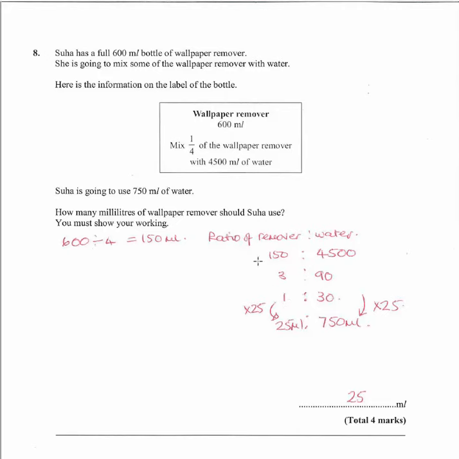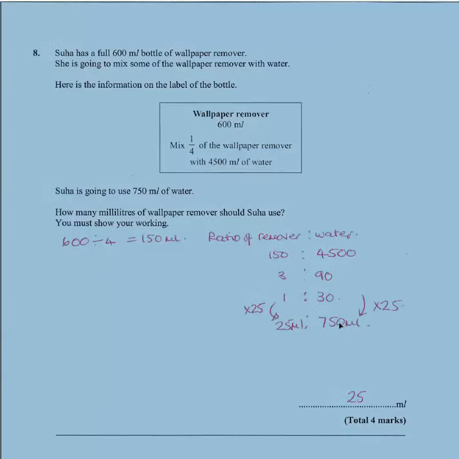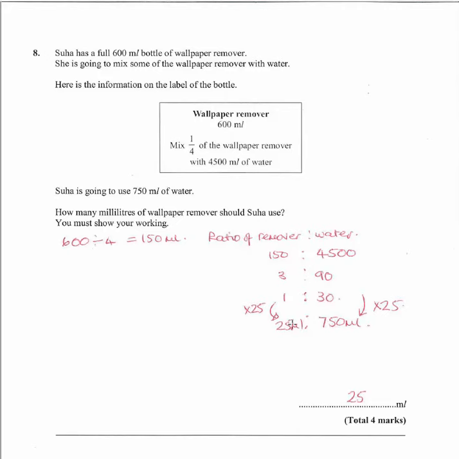Now she's going to use 750 milliliters of water. So there it is there. And we need to find out what the number is that's going to go there. Well, if you divide that by 30, it goes in 25. So basically, we need to multiply 30 by 25 to make 750. In that case, we need to multiply that by 25. Okay, and we get 25 milliliters. A quick double check, if you times that by 30, you'll get 750. So if she uses 750 milliliters of water, she needs 25 milliliters of wallpaper remover.